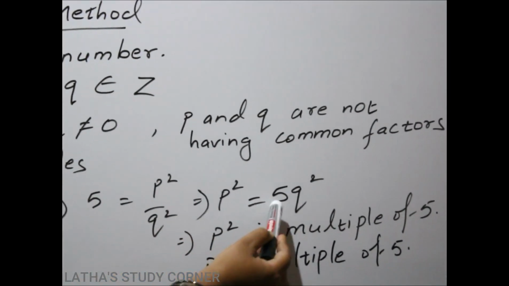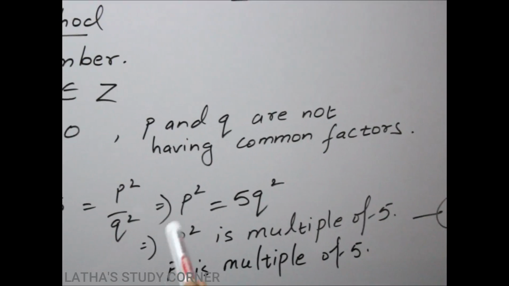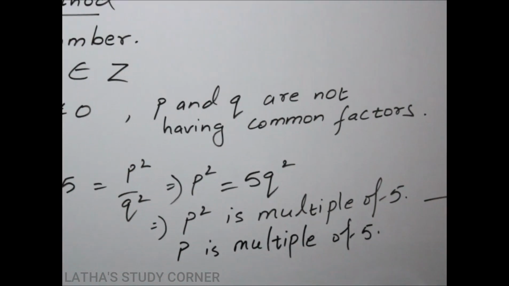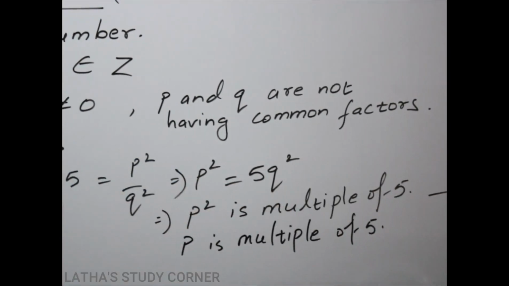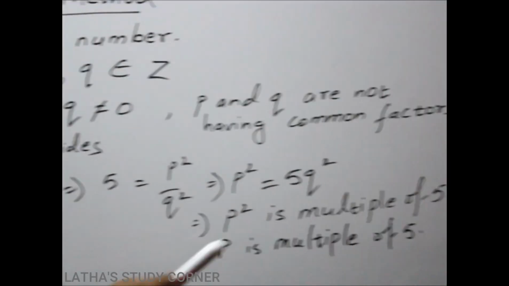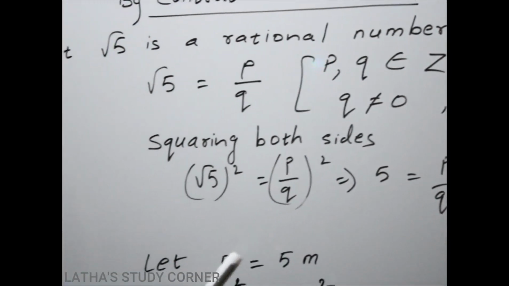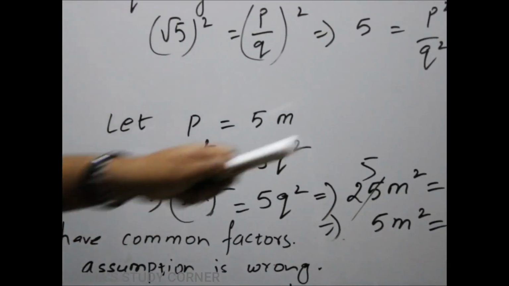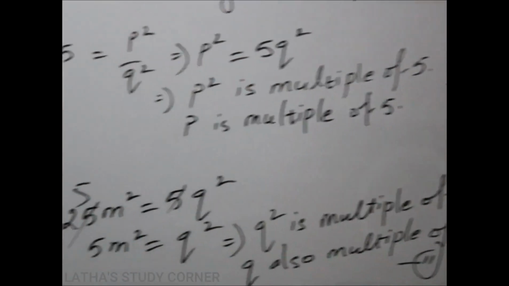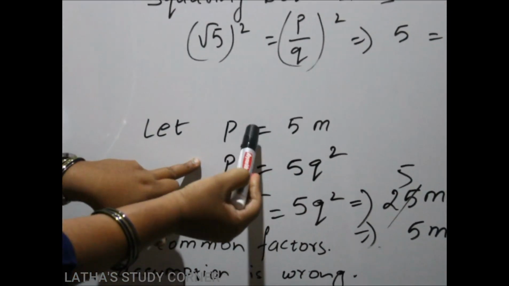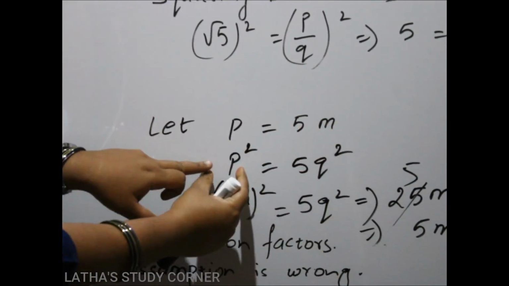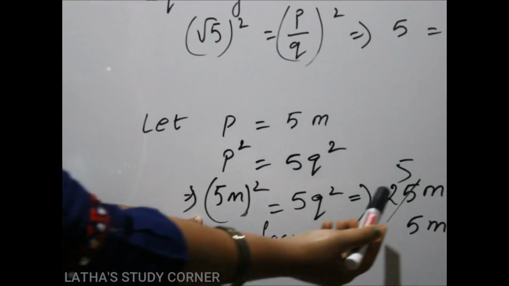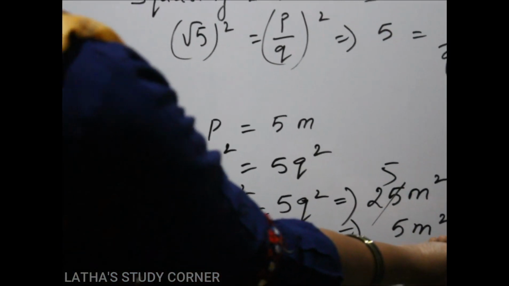As P square equals 5Q square, it means P square is a multiple of 5, and if P square is a multiple of 5, definitely P is also a multiple of 5. That is equation number 1. Now, as P is a multiple of 5, let P equal 5m. We take one more variable, 5m. According to the first equation, P square equals 5Q square, and we have considered P equal to 5m. This 5m we will substitute here. So 5m whole square equals 5Q square. 5m whole square is 5m into 5m, 25m square, equals 5Q square.